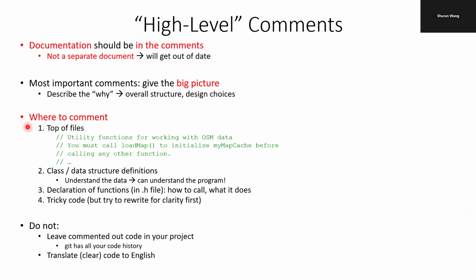Where to comment? The most important place to comment is at the top of files. At the top of each file you are creating, have a summary of what this file does. And then the class and data structure definitions. When you're reading a piece of code, understanding data means you can understand most of the program. By looking at the data, most likely you will know what algorithm you're using.